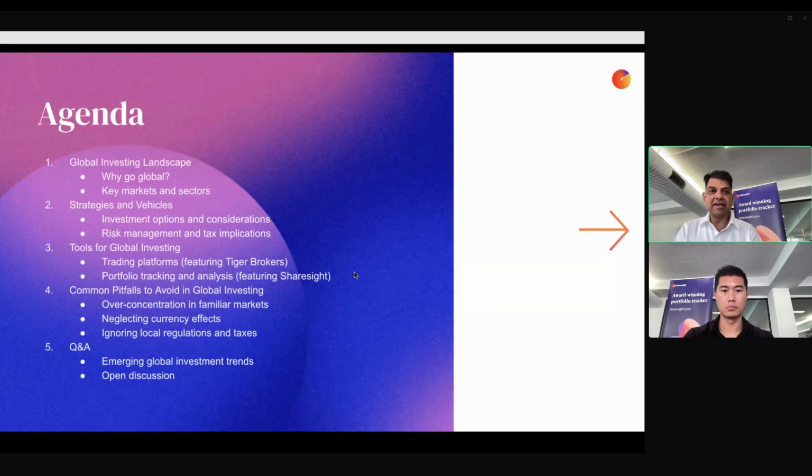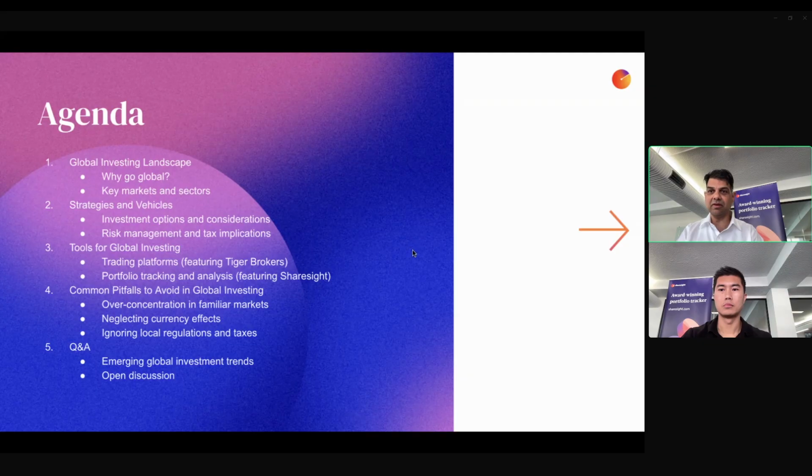Okay, so we've broken today's agenda into a few parts. As you can see, first we'll do a bit of a setup on why go global, some ideas on the key markets and sectors, and then how do you actually access these global markets, and what are some of the tools for global investing, including trading platforms and the portfolio tracking and analysis, and then potentially looking through some of the common pitfalls that are involved in global investing. We'll definitely go into sufficient time for Q&A and any form of discussions. You can ask questions through the questions tab on the webinar platform, and we'll try our best to answer them.